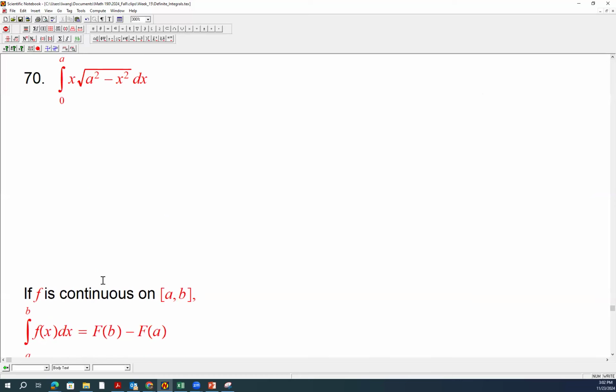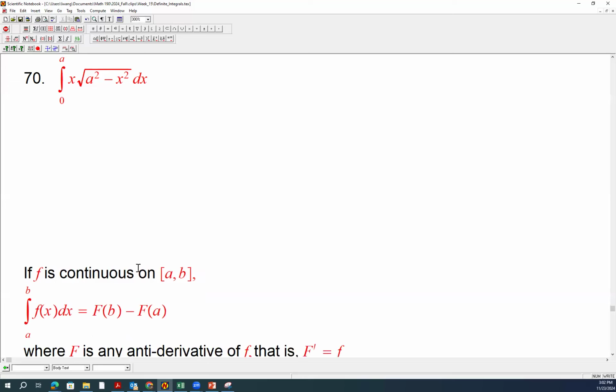Boom. Okay. I think this should be enough space. All right. And this one, of course, we're going to introduce u equals the entirety of a squared minus x squared. And u is going to equal, treat a as a constant, okay? A is treated as a constant.